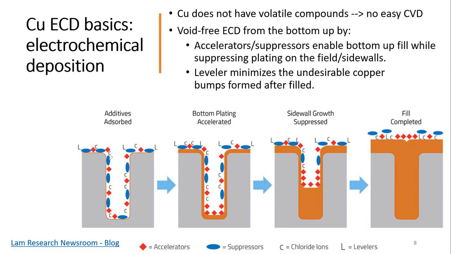The chloride ion, containing chlorine, and the copper coming in, accelerated by these accelerators, kind of assist and let it go down, right? And then eventually copper deposits here, gradually goes up and then all the way up. And then the leveler tries to remove the bumps. There are a lot of copper bumps if you don't do it properly.